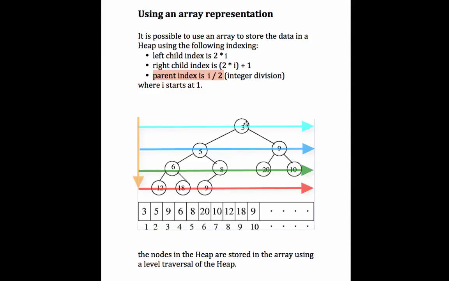So the first value on the first level, there's only 1. So 3 goes in index 1. Then left to right, 5 9. Then 6 8 20 10, and finally 12 18 and 9. So I went from the top level, moved down to the bottom level, and for every level I went left to right, and that's the way I store the values.